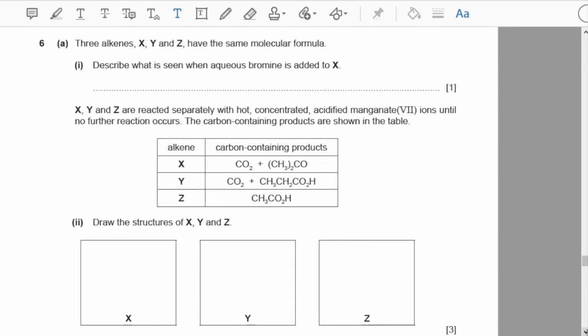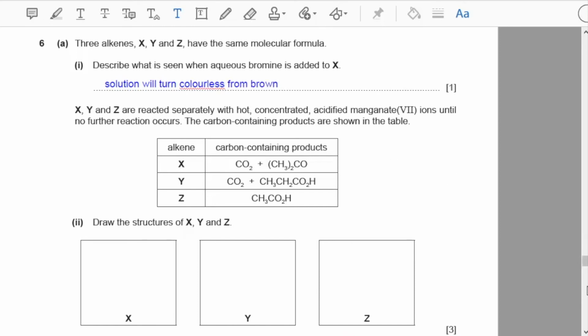Question number 6, part A. 3 alkenes X, Y, and Z have the same molecular formula. Part 1. Describe what is seen when aqueous bromine is added to X. So these are alkenes, which means there is a double bond, and whenever there is a double bond and we add bromine to it, the solution will turn colorless from brown.